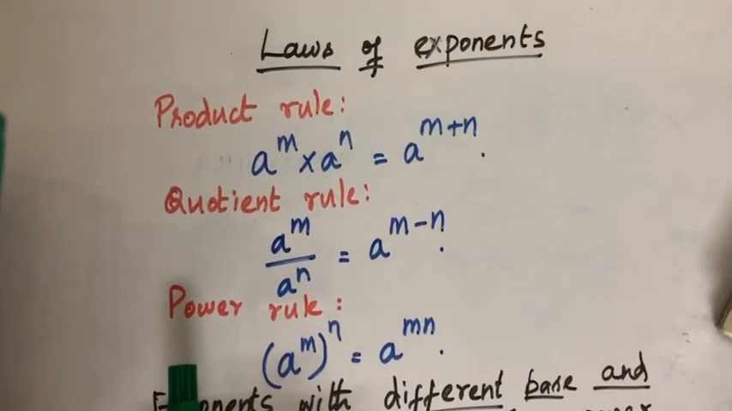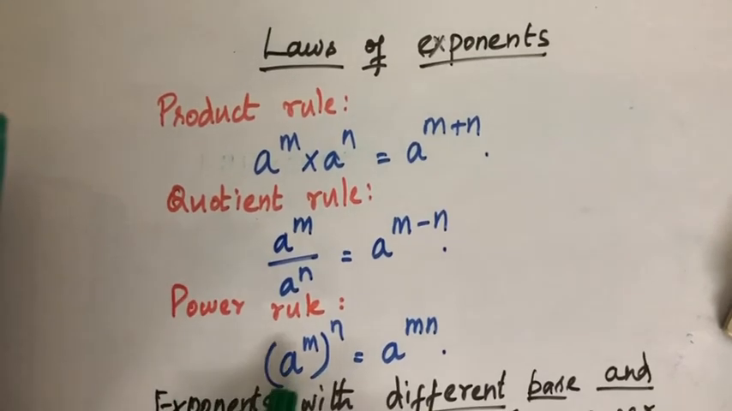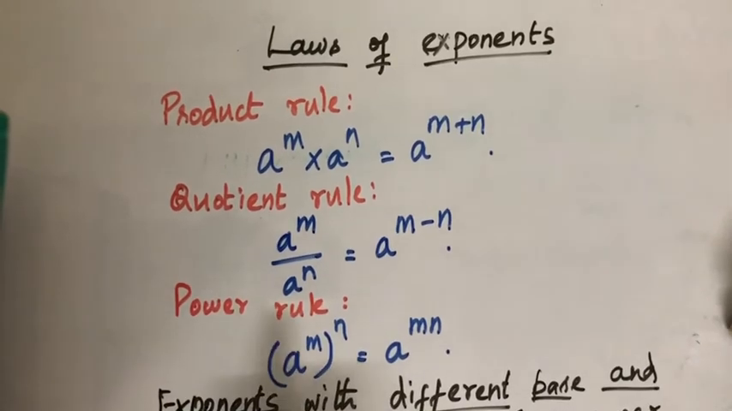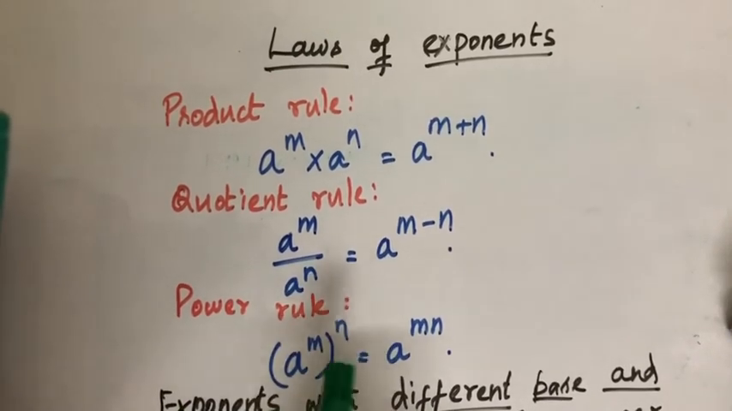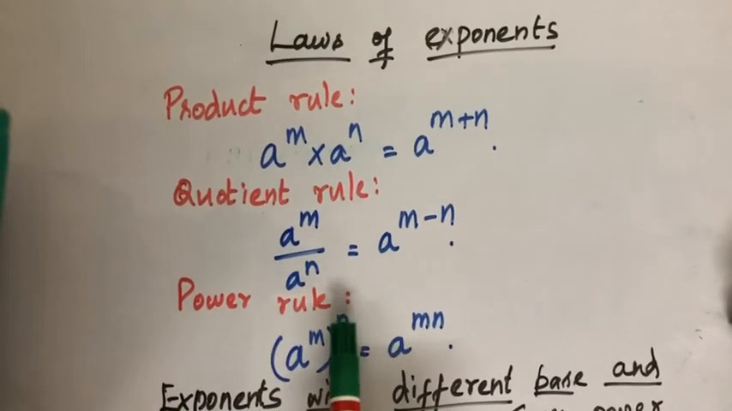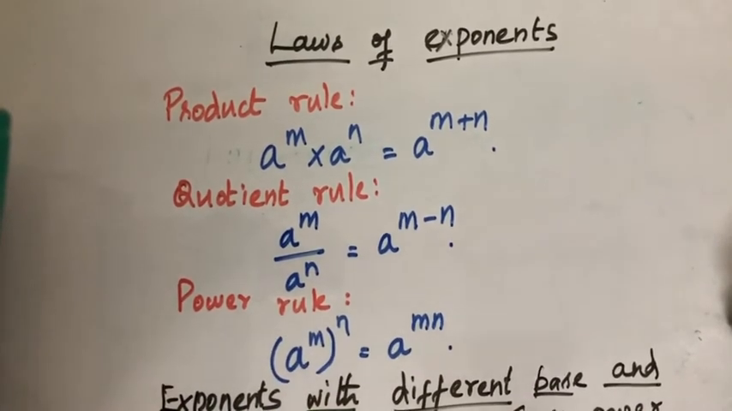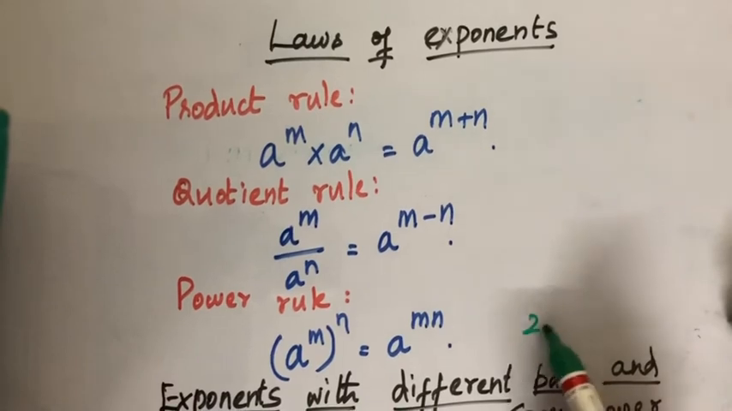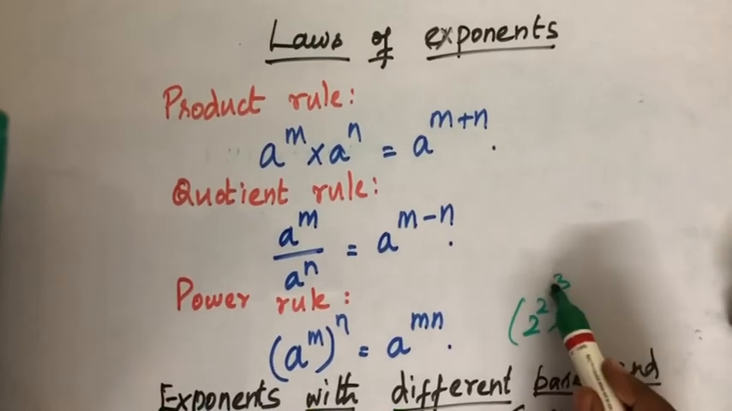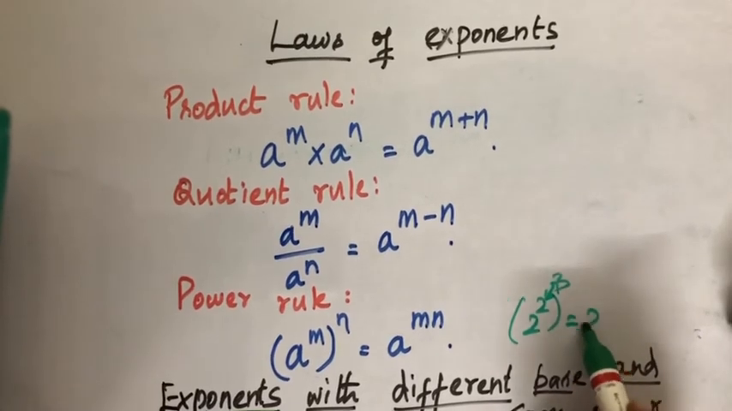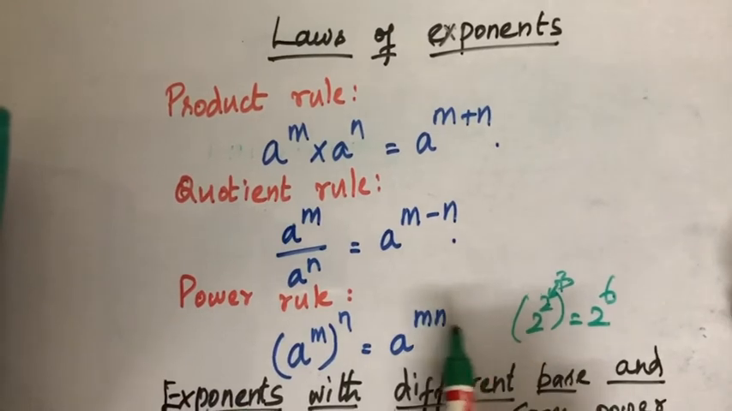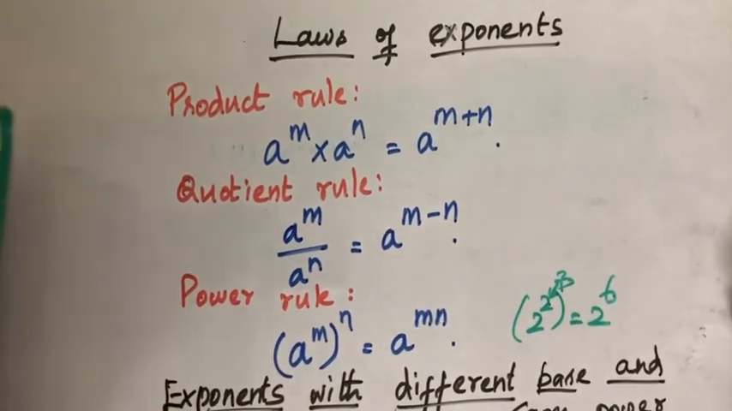Third one, the power rule. a power m whole power n. The power n is for a power m, then we can multiply m into n. If it is 2 square whole power 3, you can multiply the powers and write it as 2 power 6, since 3 twos are 6. You can multiply the powers. This rule is known as the power rule.